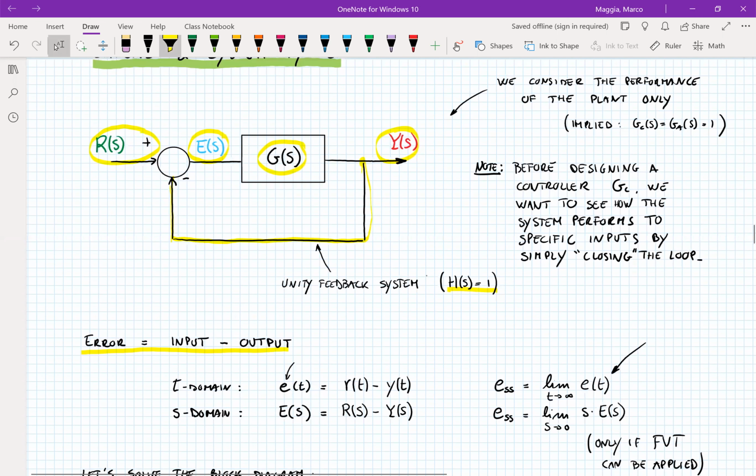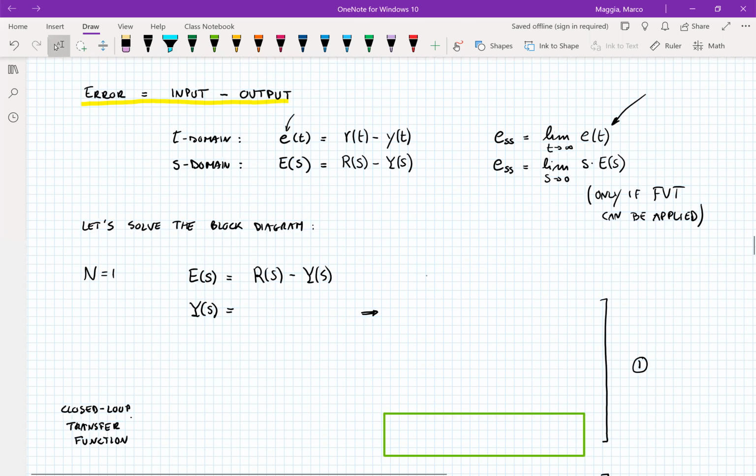Well, let's take the output and go backwards. All right, so Y of S is equal to G of S times E of S, which is a signal that we know, so we can stop there. G times E or E times G is the same thing, of course. Now we can substitute the first equation in the second.